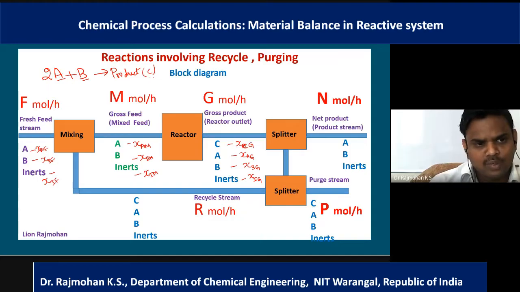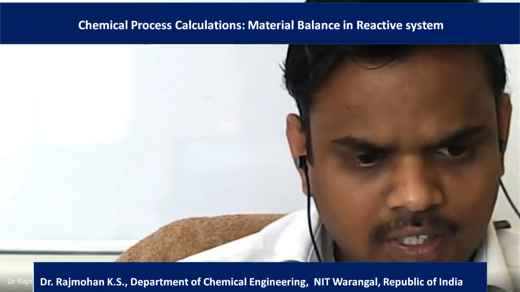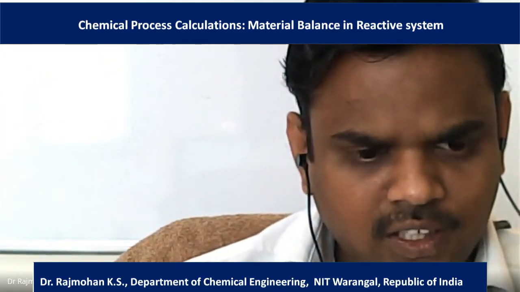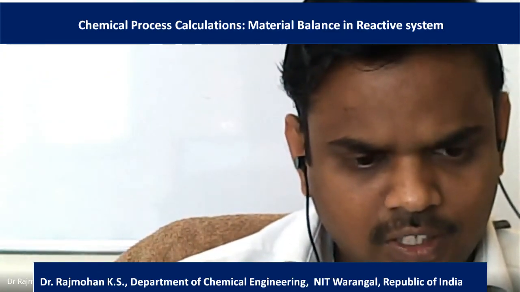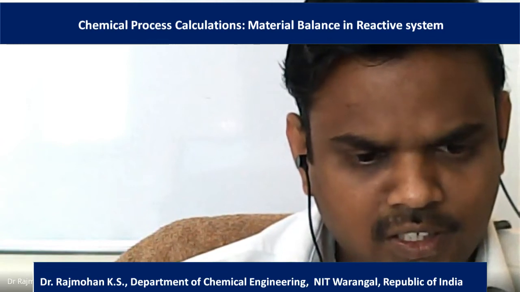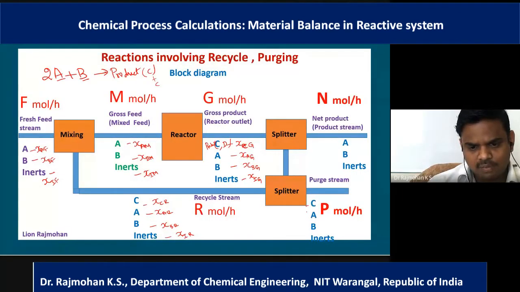Remember, when there is more than one product, let me say the products are C plus D, you are going to have those also. I am not talking about the product stream here, but the products formed in the reaction. So remember, XCG will be equal to XCR. Here also I can write the composition as XC in the R recycle stream, XA in R, XB in R, and XI in R. Similarly I can say XC in P, XA in P, XB in P, and importantly XI in P.